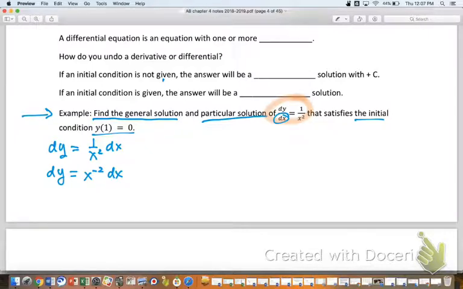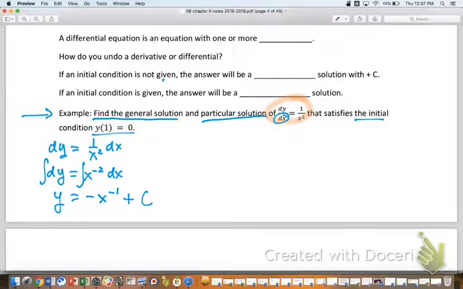Okay, so once you've done this, how do you undo a differential? We just talked about this. Antiderivative, that's right. So we get the tall, skinny s's in there. The antiderivative of dy is y. What do you guys think the antiderivative of x to the negative 2 dx would be? There you go. Negative x to the negative 1. Don't forget the plus c. Yeah, get that power rule solid.